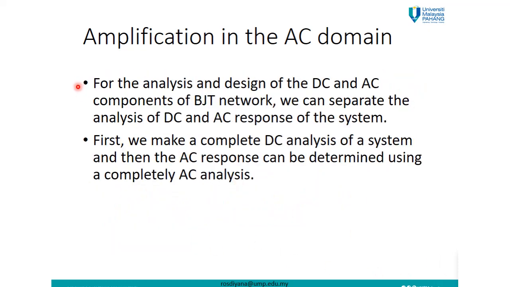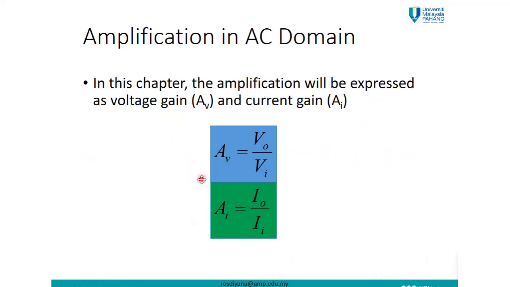For the analysis and design of the DC and AC component of BJT network, we can separate the analysis of DC and AC response of the system. First, we make a complete DC analysis of a system, and then the AC response can be determined using a completely AC analysis. In this chapter, the amplification will be expressed as voltage gain, AV, and the current gain, AI. AV is equal to V out, voltage at output, over V in, voltage at input. And AI is the current at output divided by current at input.